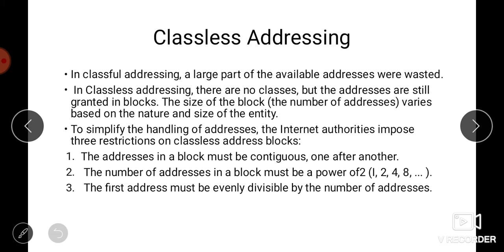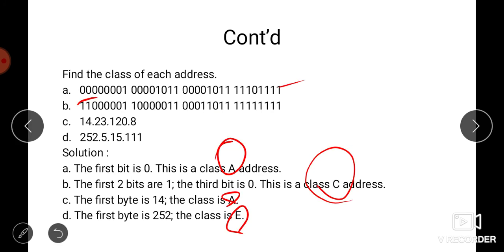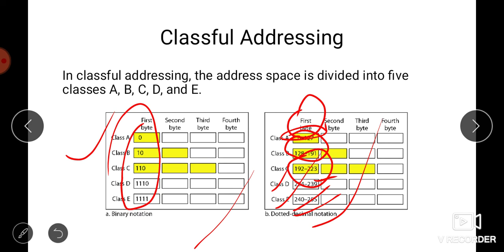Next we have classless addressing. In classful addressing, a large part of the available addresses was wasted. Why? Because if you take a particular class, for example class A, you have to take from 0 to 127. Here one more concept is there: network bits and host bits. In class A, the first byte, the first 8 bits, are known as network bits. The next 3 bytes are host bits. In class B, the first 2 bytes are network bits, then host bits. In class C, the first 3 bytes are network bits, and then these are host bits.